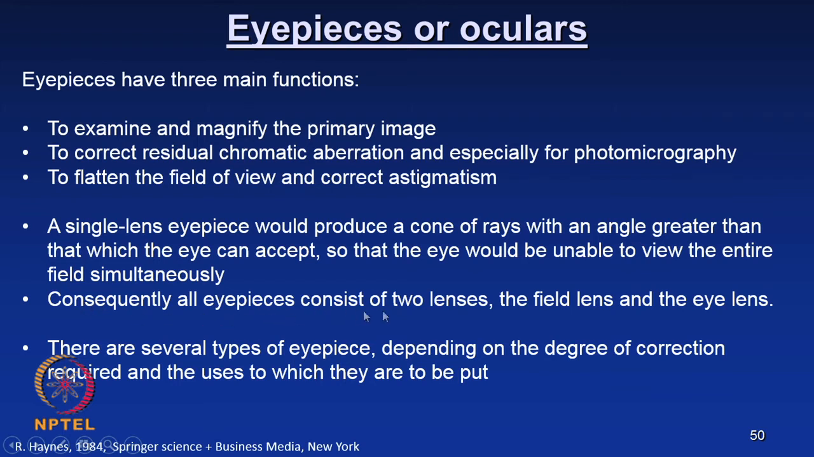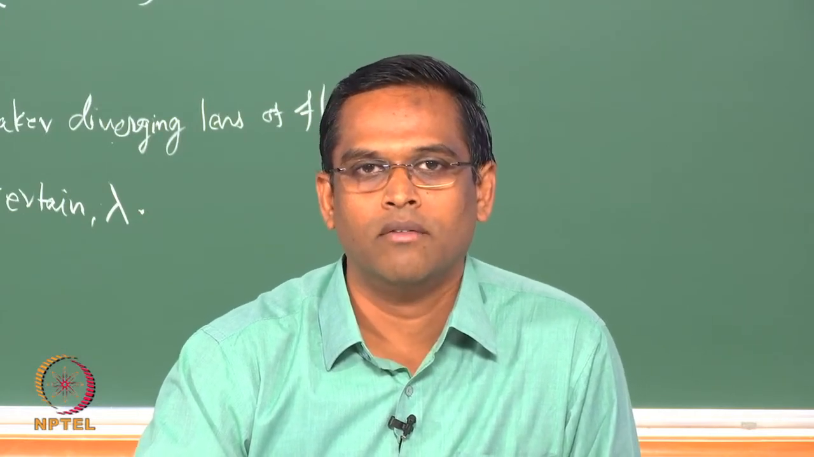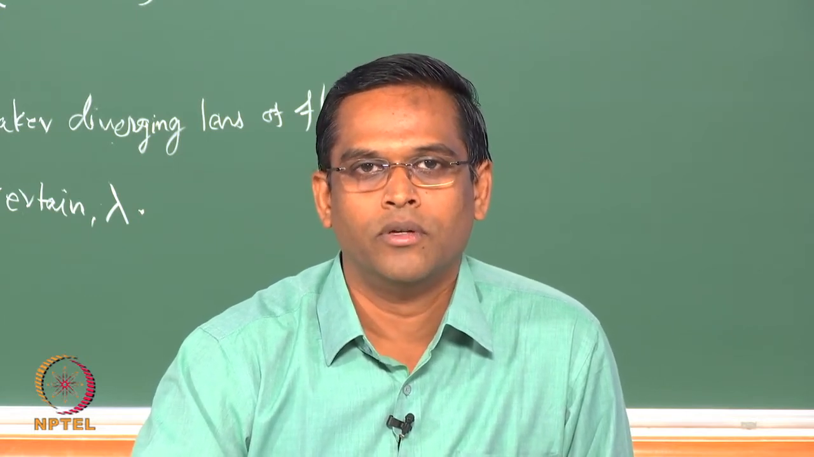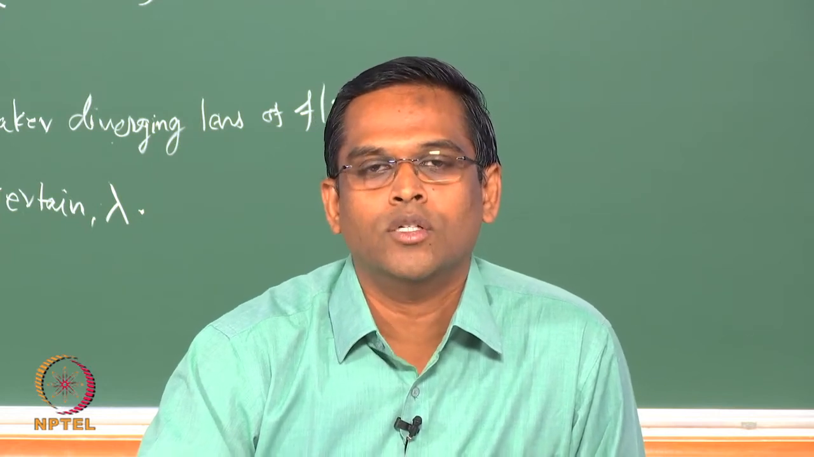Consequently, all eyepieces consist of two lenses, the field lens and the eye lens. There are several types of eyepiece depending upon the degree of correction required and the uses to which they are to be put. So similar to objective lenses, in eyepieces also you have different types based upon the degree of corrections. As you know, depending upon the kind of sophistication one requires to build a microscope, the combination of an objective and an eyepiece or ocular is selected.